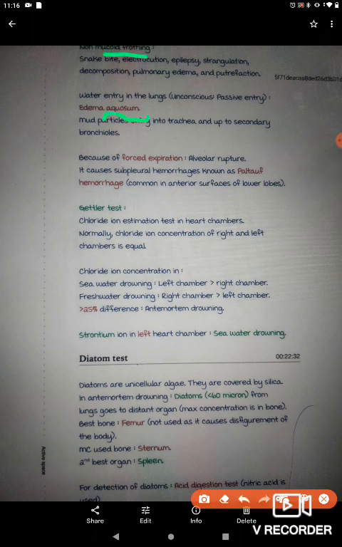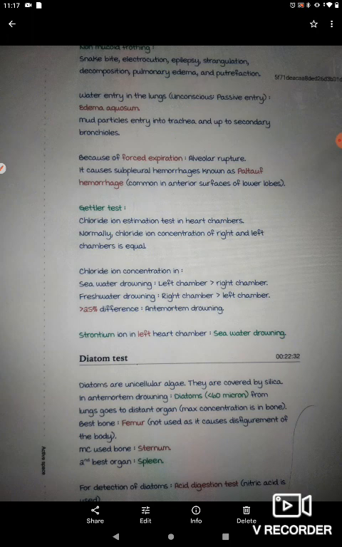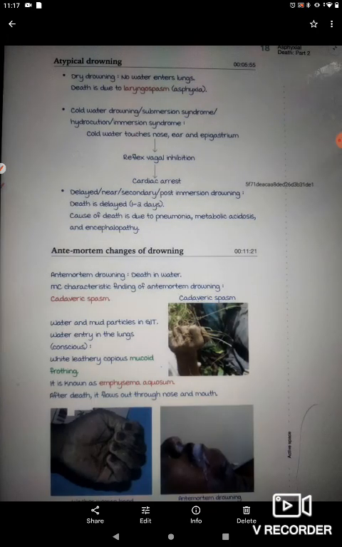Non-mucoid froth also occurs in snake bite, electrocution, epilepsy, pulmonary edema, putrefaction, decomposition, and strangulation. Because of the forced expiration in drowning, alveolar rupture can occur, and subpleural hemorrhage in drowning is the Paltauf hemorrhage. Okay. So that is what we have seen about the postmortem changes in drowning.